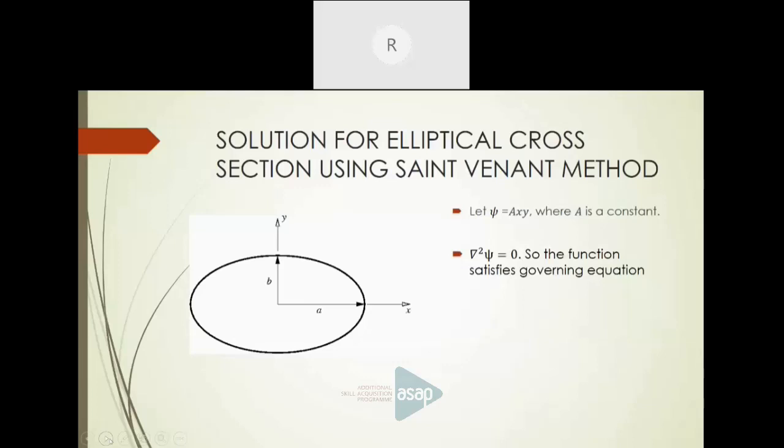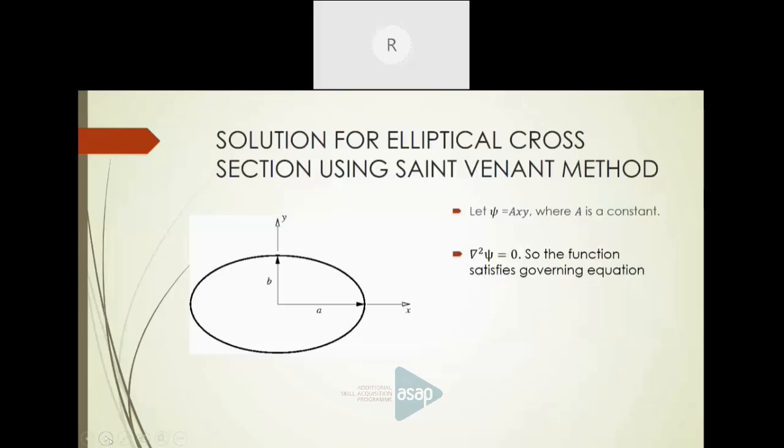So tau zx is dou phi by dou y, tau yz is minus dou phi by dou x. So using these relations, we can solve our torsion problems. Okay, now next slide, please. Okay, so first, St-Venant method.